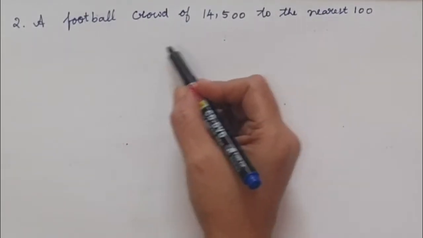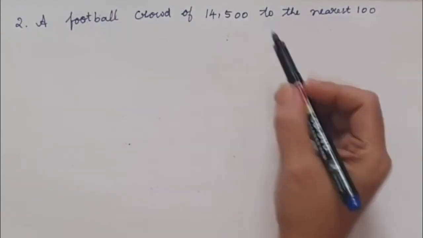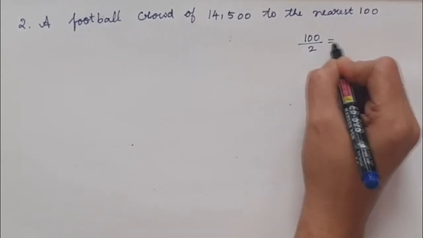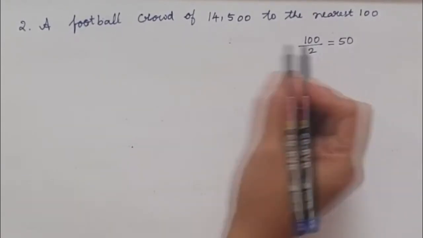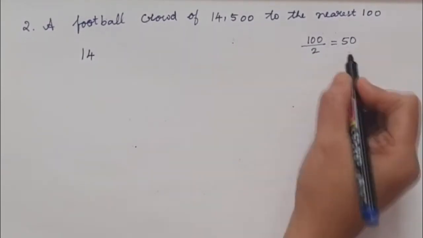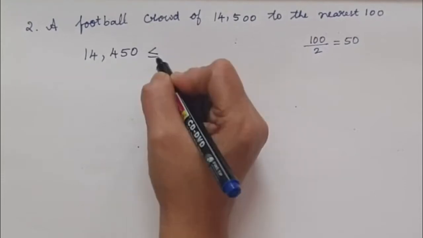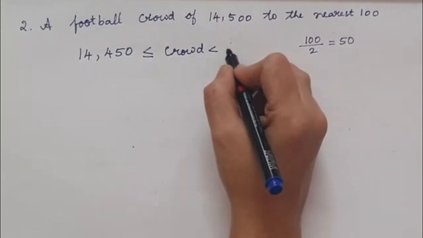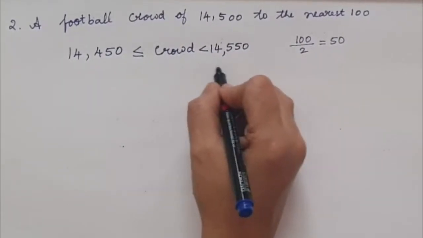Second one, a football crowd of 14,500 to the nearest 100. As in our previous example, now it is rounded to the nearest 100. So 100 divided by 2 is 50. So we'll subtract 50 for the lower value and add 50 for the upper value. So 14,500 minus 50 will give us 14,450, less than or equal to the crowd, less than, add 50 with this. So it is 14,550. So this is our answer.